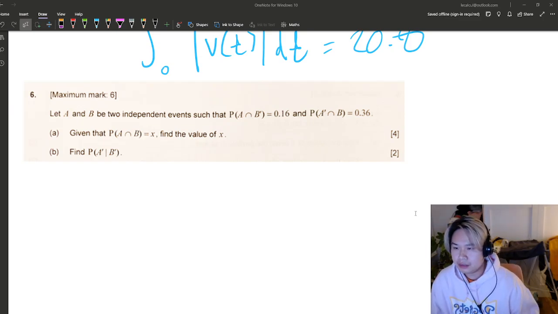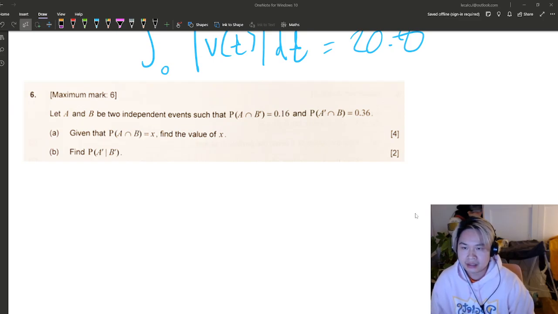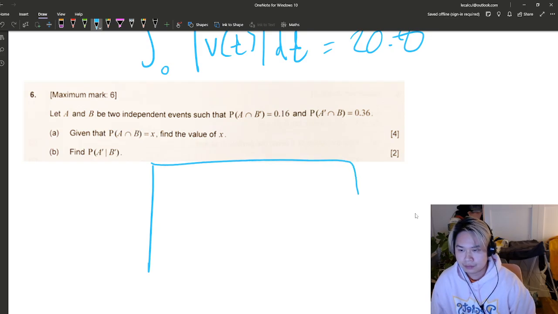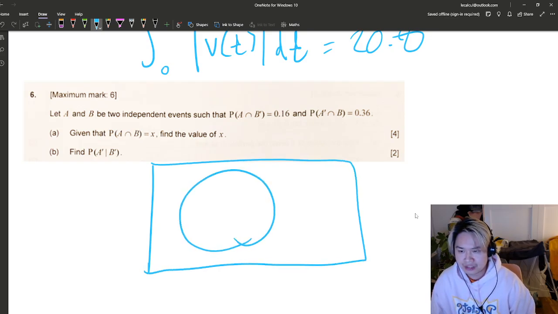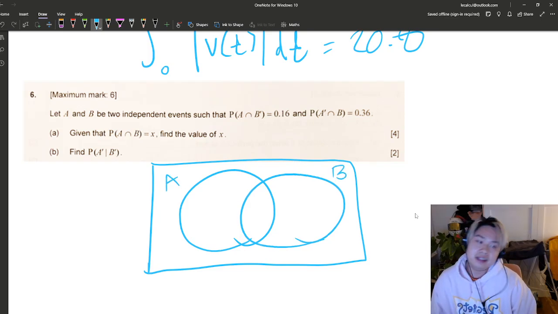Let A and B be two independent events such that A intersection B complement is this, A complement intersection B is that. Given the intersection of A and B is x, find the value of x. Okay, well, I always like to do a Venn diagram to help visualize stuff. Okay, and then you need to know what section of the Venn diagram this is, A intersection not B.